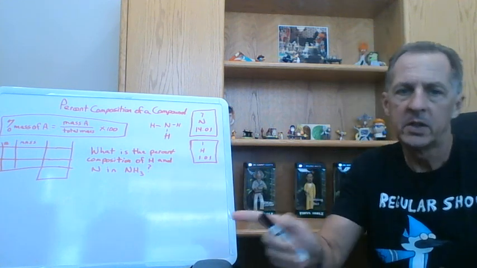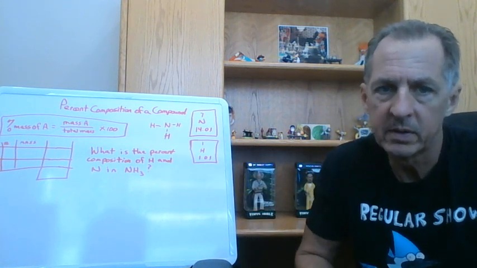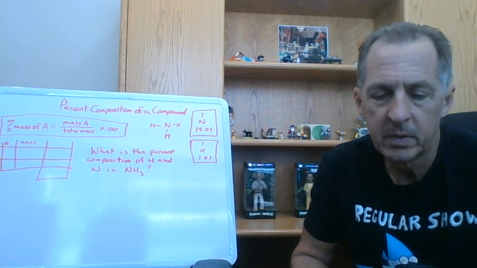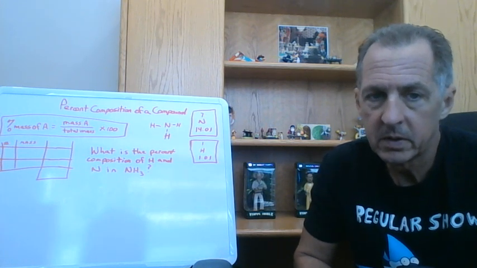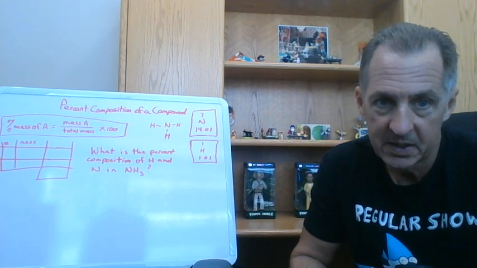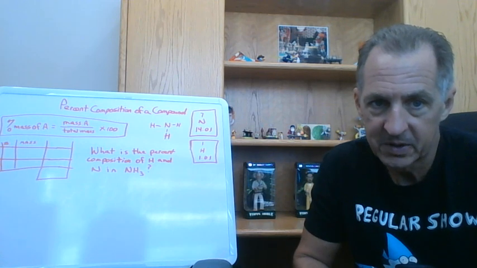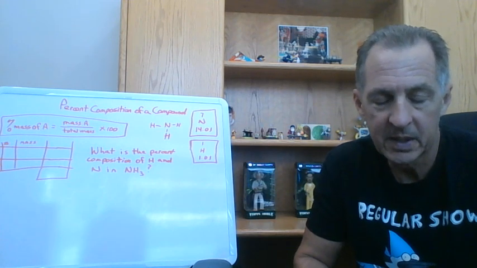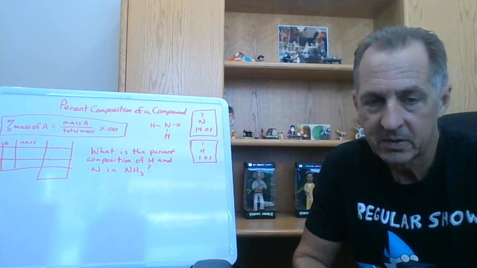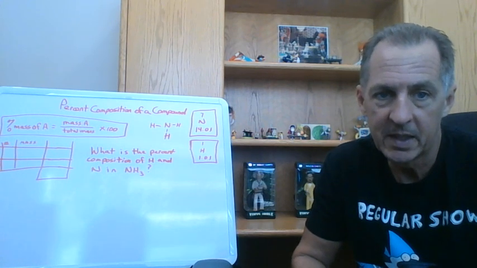All right, here's another calculation you'll need to learn how to do, and it's called percent composition. You're all familiar with percent. Percent just means part per 100. So if you had a 100 question test and you got 80 out of 100 correct, 100 is the total number, 80 is the number you got correct, so that would be 80 divided by 100 times 100 for percent, so we'd have 80%.